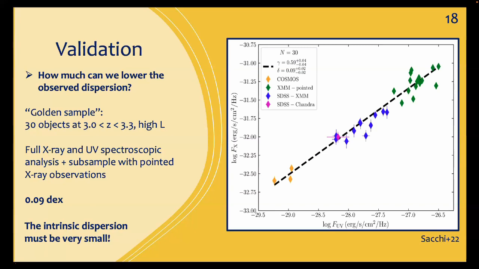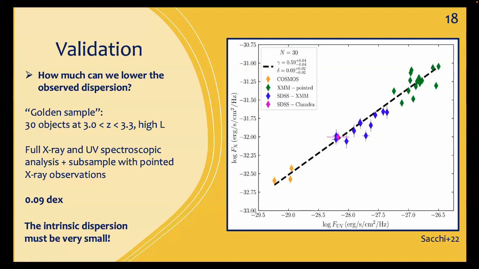And so we selected this subsample at redshift 3. These are objects with a high luminosity, so we expect variability to contribute less. And also they include this subsample of objects for which we have pointed X-ray observations. Our X-ray observations are always from surveys, so we always have serendipitous sources, and having pointed X-ray ones instead really changes the quality of the flux measurements we get. And so for this golden sample here, we find a dispersion of 0.09 dex. Variability and inclination are going to contribute something still, so again, the intrinsic dispersion must be very small.